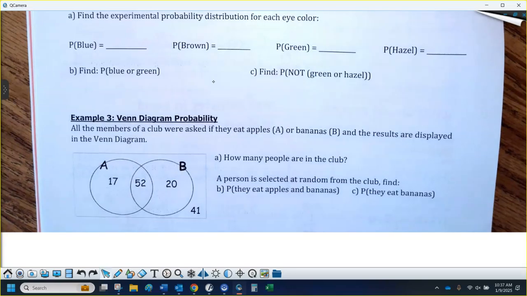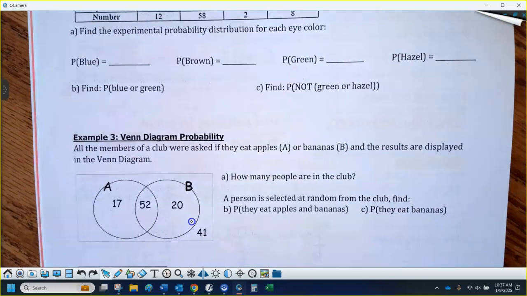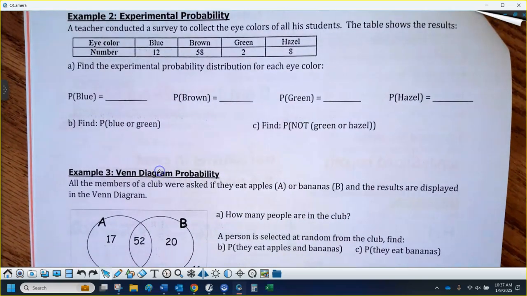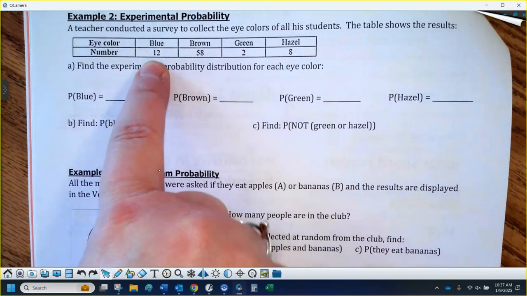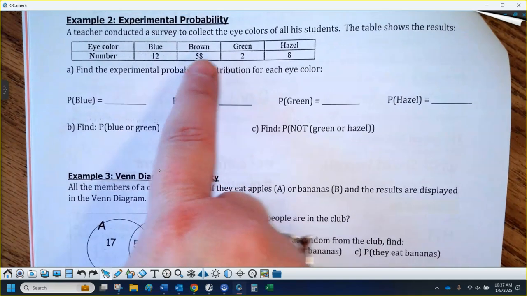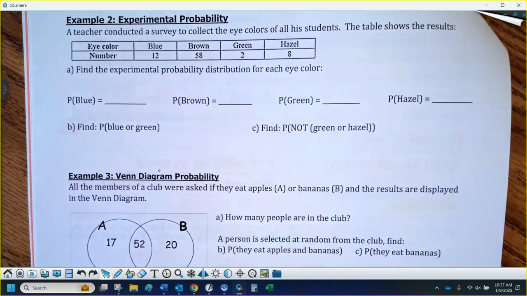All right, so I've got another little example, and this one actually has the data collection piece. So I've got data collected here, and it says the teacher conducted a survey and asked basically all the students what color eyes they had in his classes, and then it shows the results. So we have 12 people with blue eyes, 58 with brown, 2 with green, and 8 with hazel.